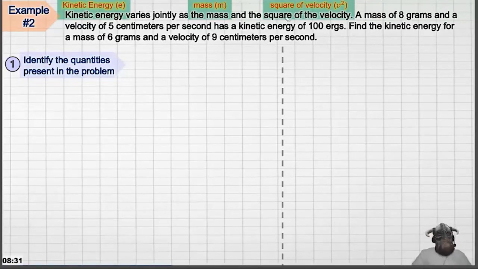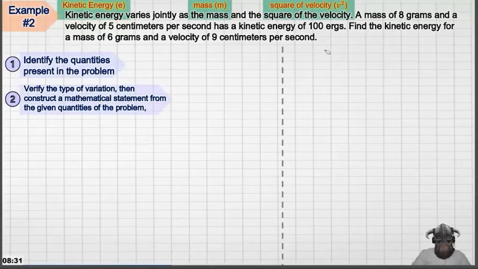Bakit v squared? Kasi according to the problem or the statement from the problem, sabi dyan, is square of the velocity. So parang yung katulad lang nito yung kanina, the square of its radius. So ginawa natin siyang r squared. Dito naman, square of its velocity. So instead of v na lang yung gagamitin natin, gagawin natin siyang v squared kasi square nga siya. Now, from there, we can verify this one is joint variation kasi varies jointly na nga yung nandun sa first sentence, dun sa statement niya.